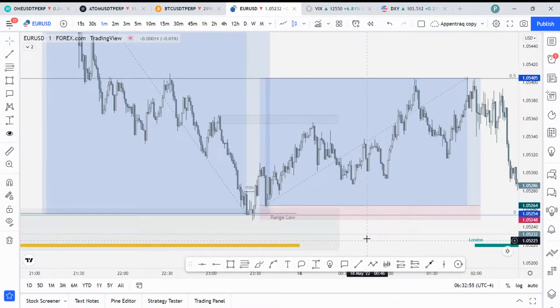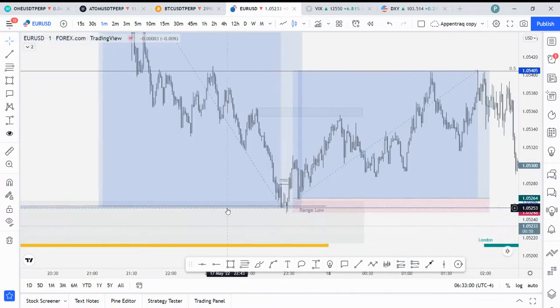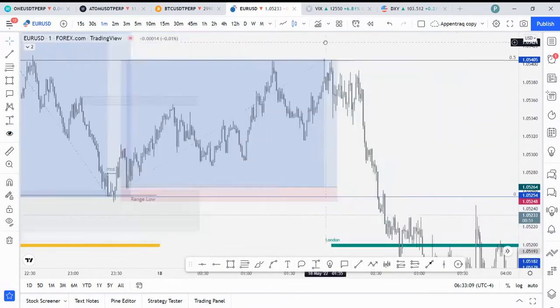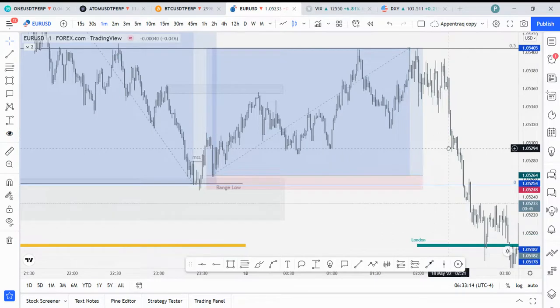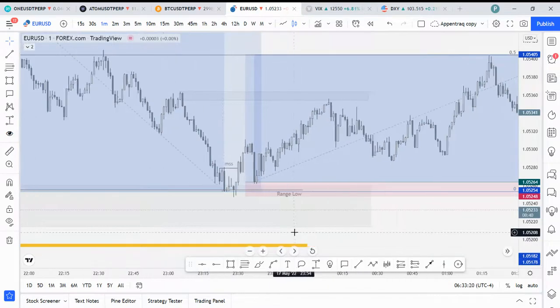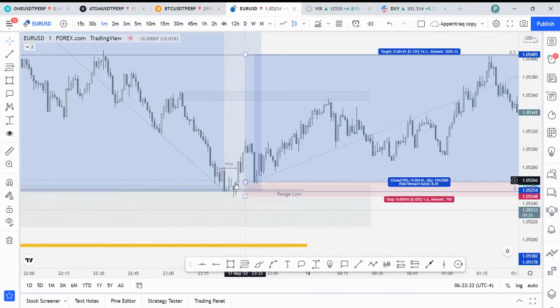I took a quick long because a lot of times when the range low has been hit, you would oftentimes see that price would retest the midline of the range before it continues in the overall direction. So immediately I saw a liquidity sweep, okay, a market structure break, and then you see the fair value gap that was left behind. And then I entered here.